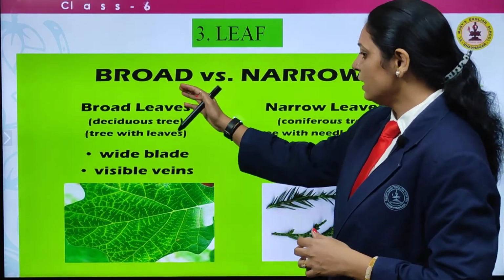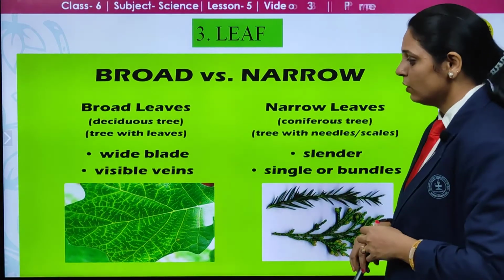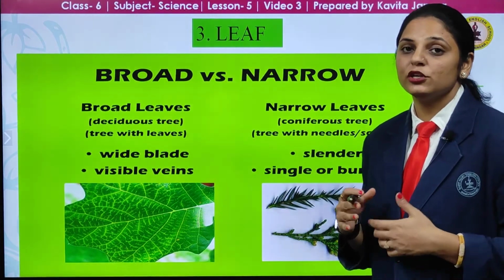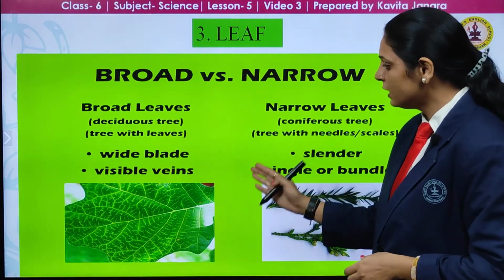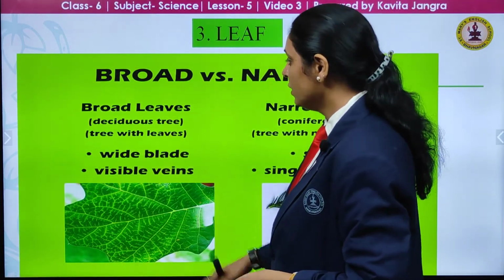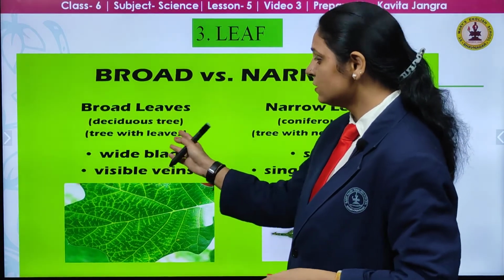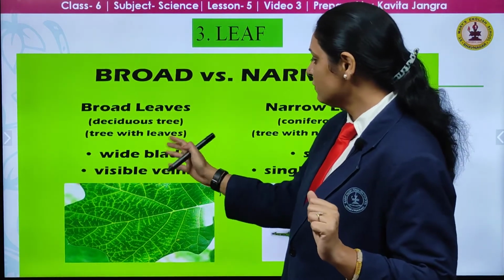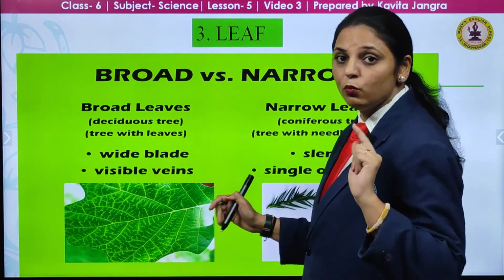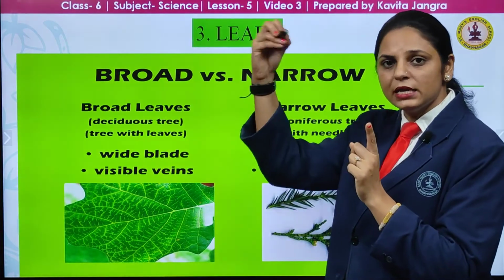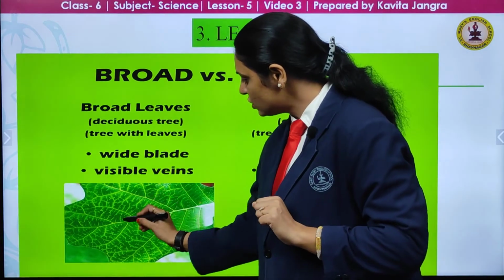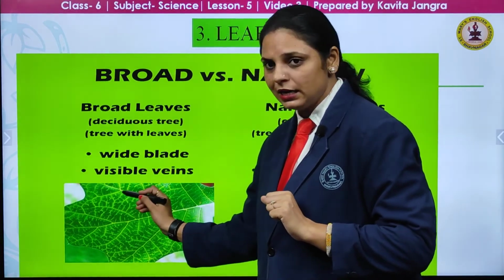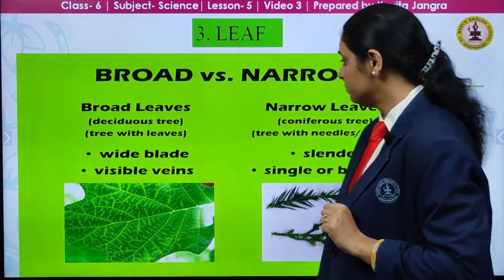Now the leaves are broad as well as narrow. How am I saying this? Because in your surroundings you can see broad leaves and narrow leaves. The broad leaves look this way. They are in deciduous trees, with leaves that have a wide blade. What is the blade? The outer part is known as the blade, and the layers visible to you, light green in color, are known as the veins.